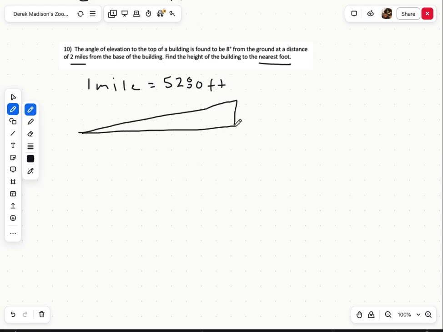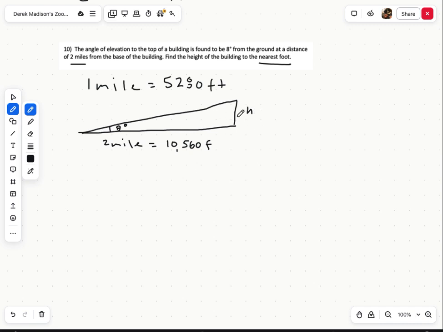So I got this big triangle. I know that this is 8 degrees in there. I know that this is 2 miles to the building. And so if I go 2 times 5,280, then that means in feet, because I want my answer to come out in feet, I'm just going to convert these miles to feet. That would be 10,560 feet for this adjacent side. And I want to know H.